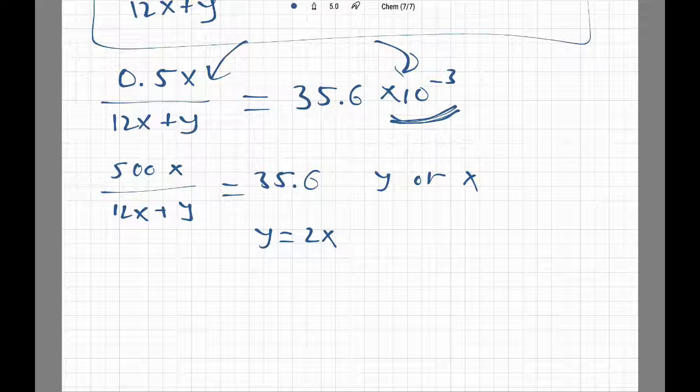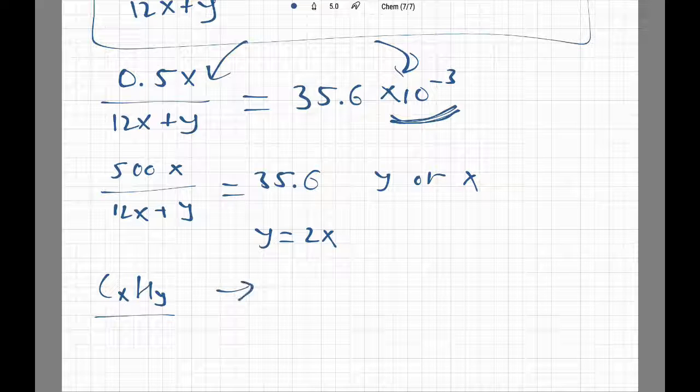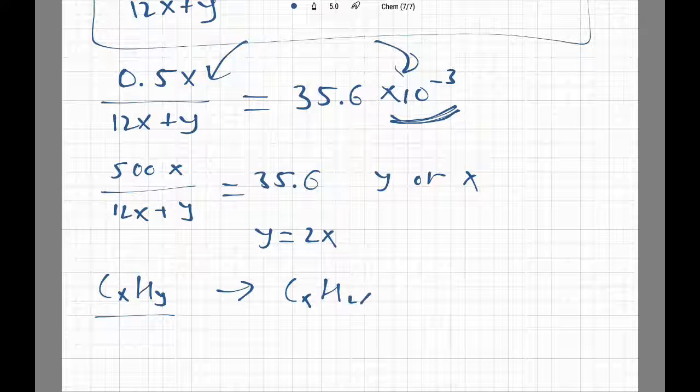If you remember that our compound was CxHy, and y is equal to 2x, then our compound is going to become CxH2x. So that's your empirical formula, CH2.